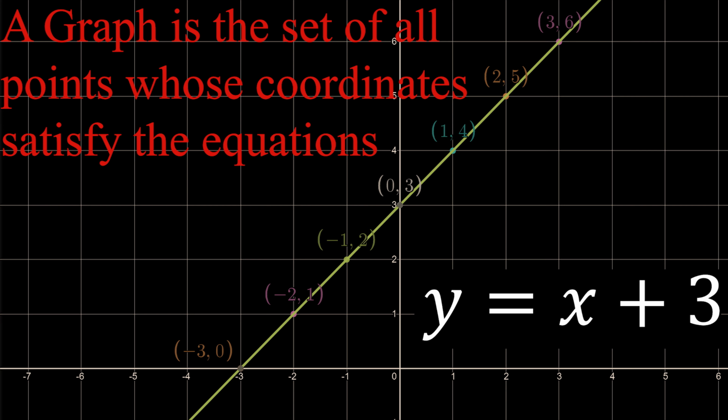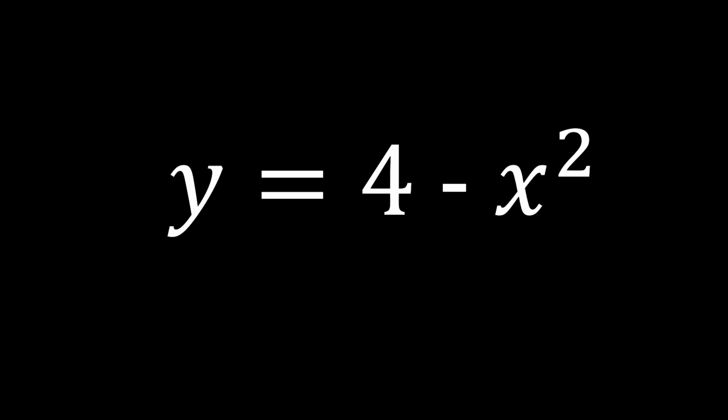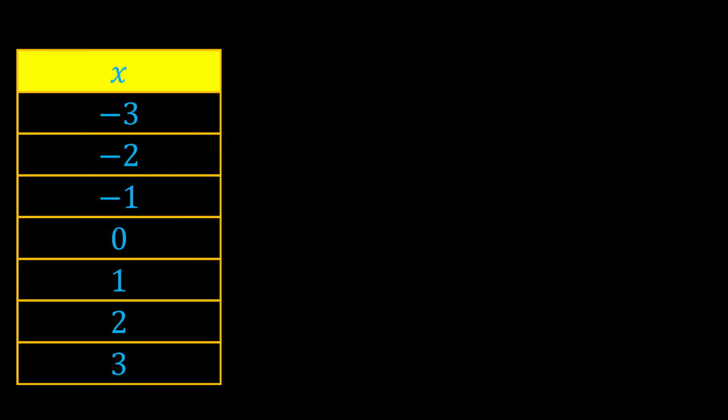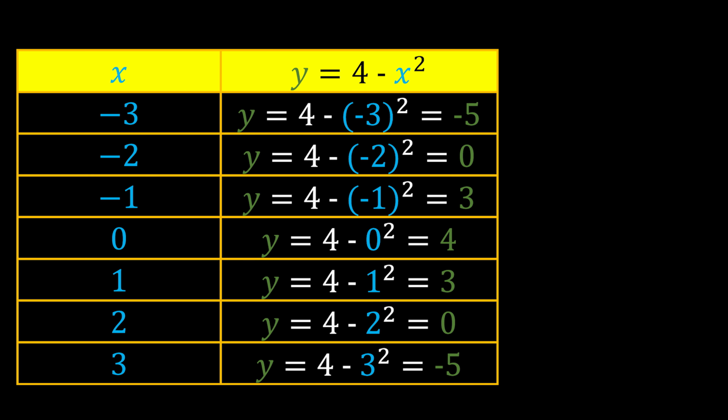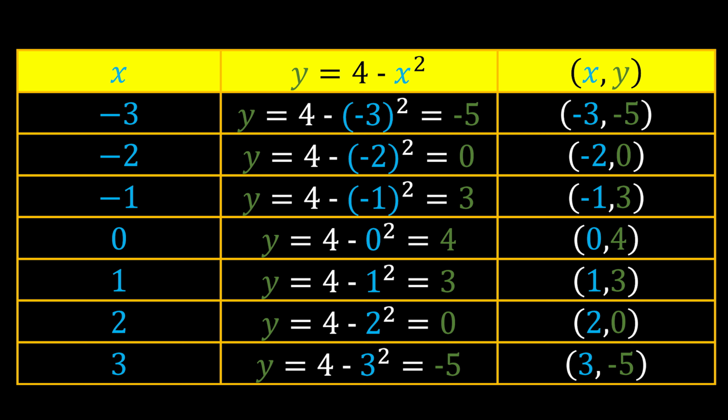Let's look at another example. y equals 4 minus x squared. Again, what I'm going to do here is make 3 columns. The first column contains the x values that I will put in. The second column contains the resulting y values from inputting those x values. And the third column contains the ordered pairs derived from the first 2 columns.